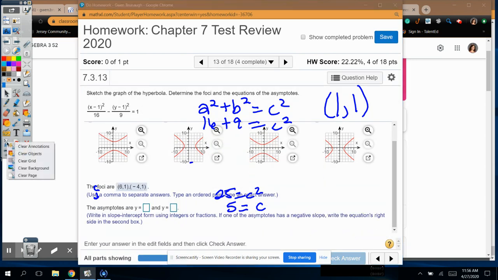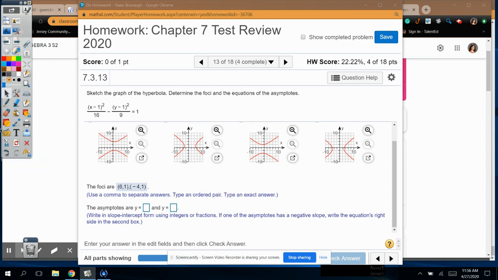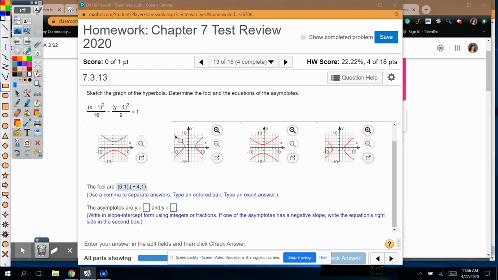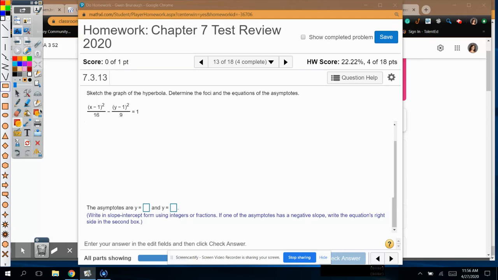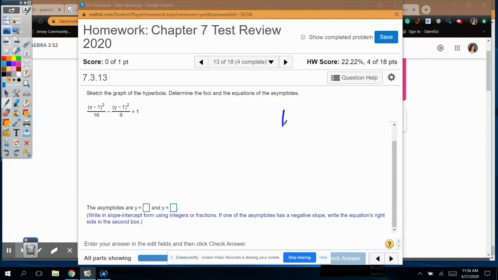Now, the asymptotes are going to be, in my opinion, the hardest question on the test. Okay? So, the asymptotes come from the box. I'm just going to sketch this out for you.